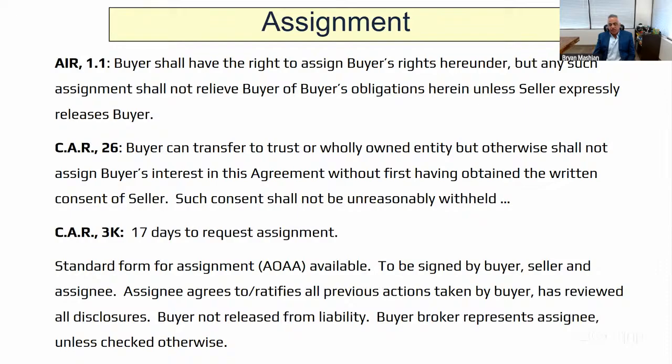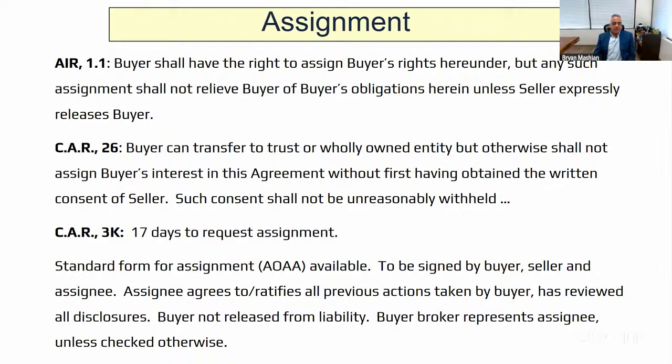Unfortunately, one of the biggest misconceptions in our industry is that when somebody assigns the contract, they think they're off the hook, but they remain liable. And in our section 1.1, although it was not necessary, we put it in there to reiterate that just because you assign, you're not off the hook unless the seller expressly releases the buyer.